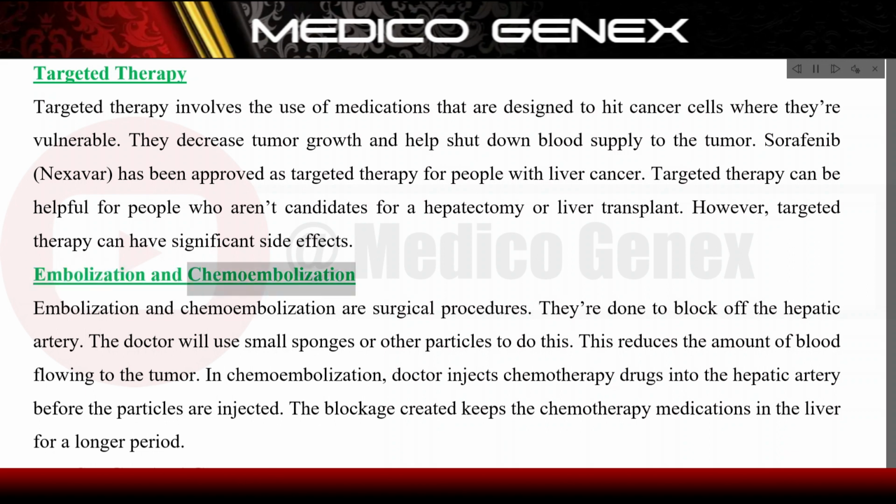Embolization and chemoembolization. Embolization and chemoembolization are surgical procedures. They are done to block off the hepatic artery. The doctor will use small sponges or other particles to do this. This reduces the amount of blood flowing to the tumor. In chemoembolization, the doctor injects chemotherapy drugs into the hepatic artery before the particles are injected. The blockage created keeps the chemotherapy medications in the liver for a longer period.